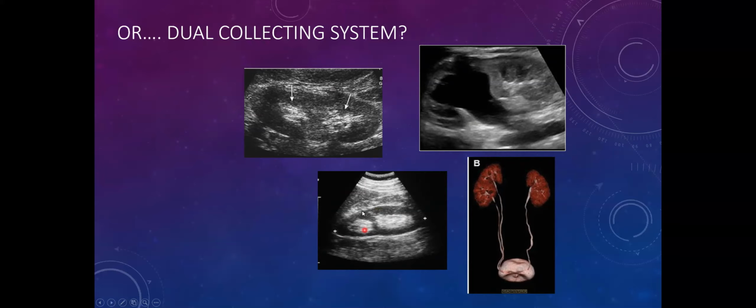And a nice, beautiful dual collecting system on this person. This one clearly is not just a column of Bertin, but a dual collecting system. And yep, this one has two ureters all the way down, although they seem to enter in the same spot, so that's probably pretty good.